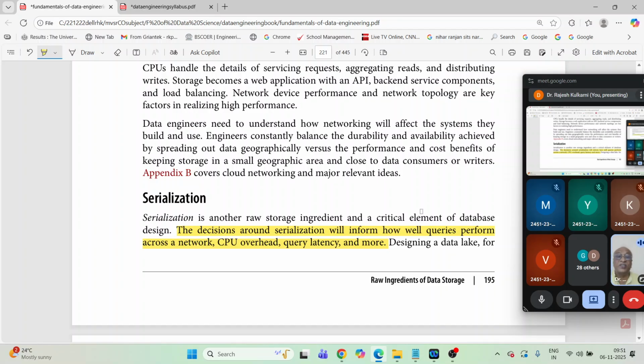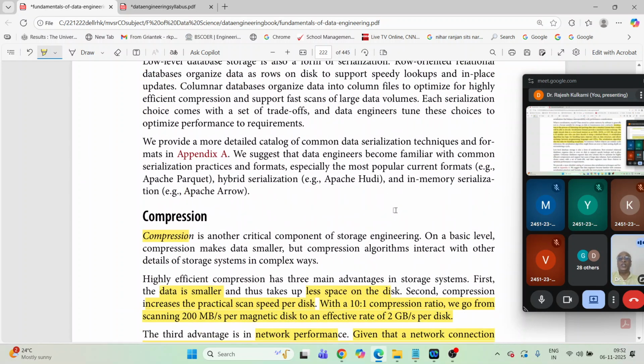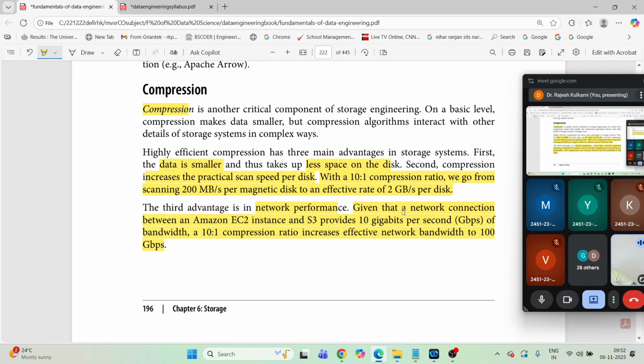So the serialization decision will tell how well queries will perform across the network, CPU overheads, query latency, and many more things. So serialization is a key thing, along with compression. And what is compression? We all know compression means data is compressed, data becomes smaller, less space is taken. Maybe the ratio can be 10 to 1 as mentioned here, is it not? That will increase the access speed, scanning speed, everything will be increased, right?